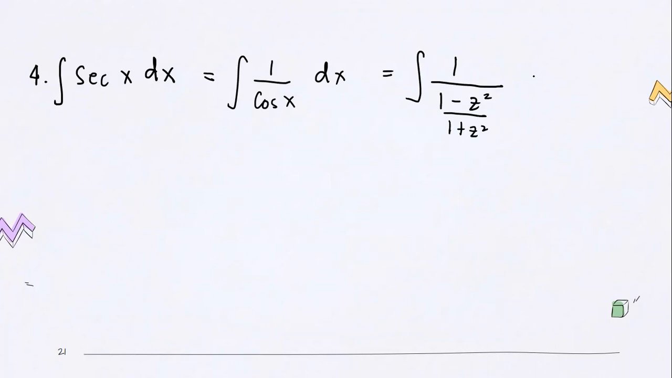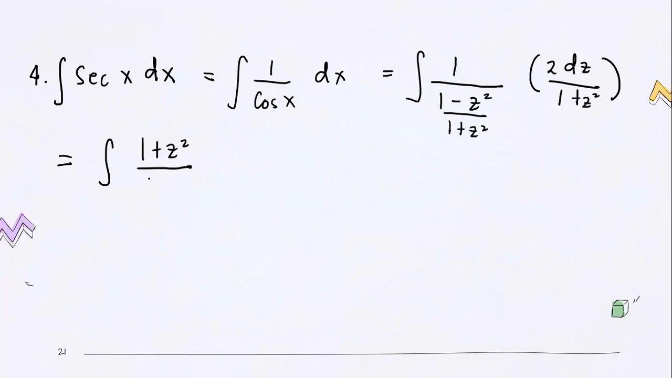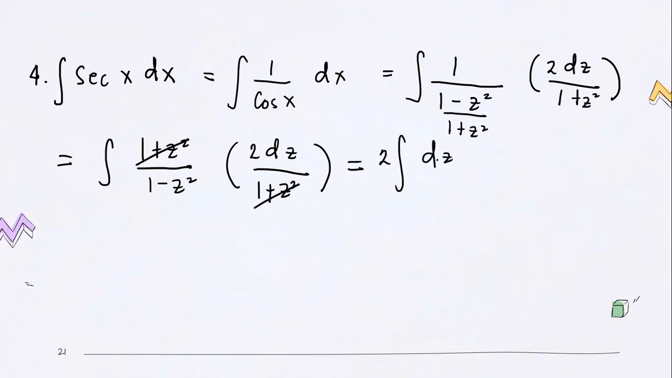And then your dx is 2 dz over 1 plus z squared. Okay, reciprocal, equal to integral 1 plus z squared over 1 minus z squared times 2 dz over 1 plus z squared. Okay, therefore cancel. Equal to 2 integral of dz over 1 minus z squared.